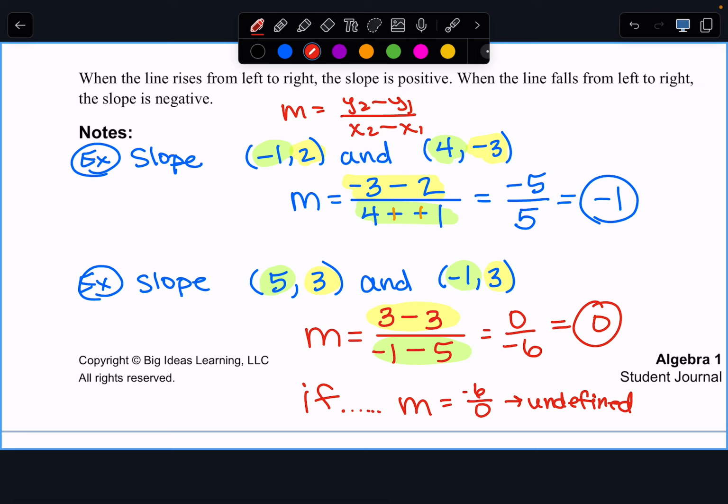Okay, so your homework tonight is going to be practicing slope. That's it. Can you do it? Yep. We didn't get any.